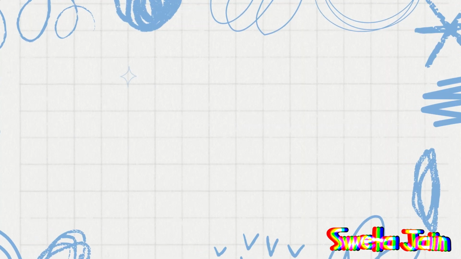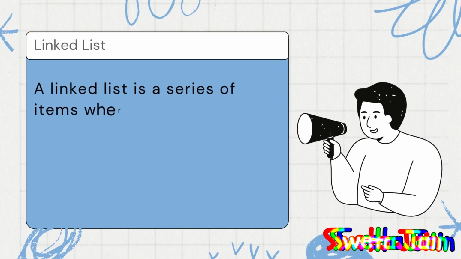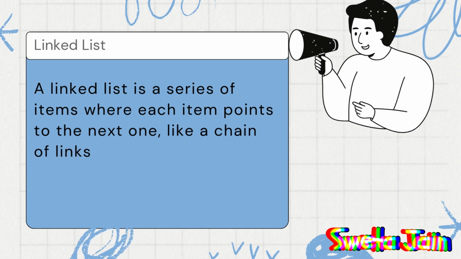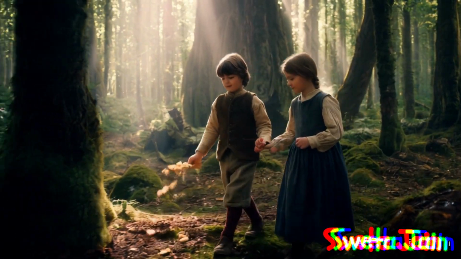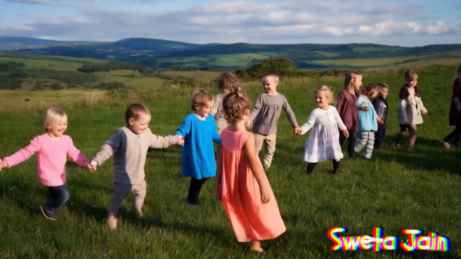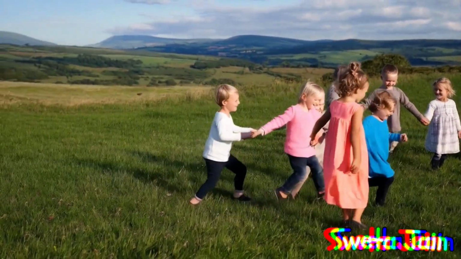2. Linked lists. A linked list is a series of items where each item points to the next one, like a chain of links. Example: think of Hansel and Gretel. They leave a trail of breadcrumbs through the forest. Each breadcrumb helps them find the next, just like a linked list. You follow the path step by step.